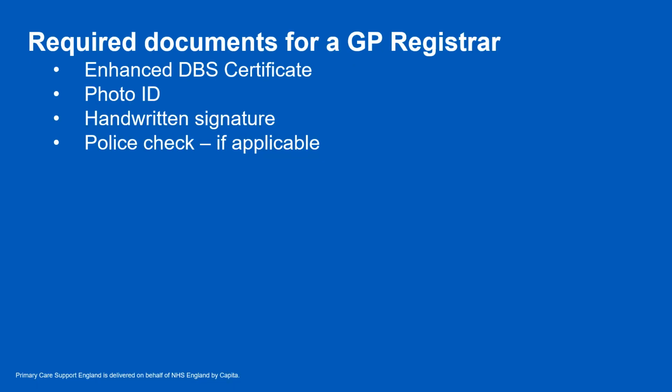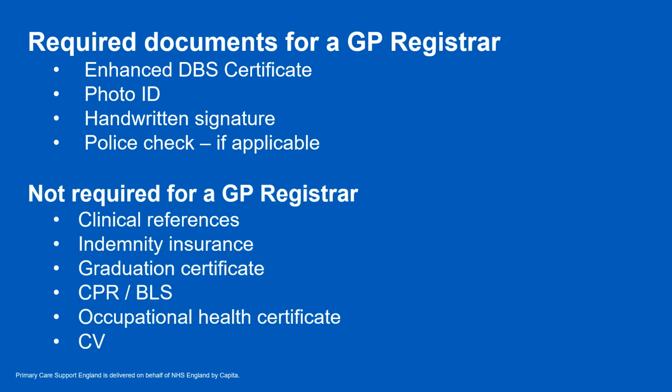When completing your online application form, you'll need to upload documents through each different section of the form. The required documents for a GP Registrar will be an enhanced DBS certificate, a copy of your photo ID, a copy of your handwritten signature, and a police check certificate, if applicable. As you are applying as a GP Registrar, you will not be required to provide any clinical references, indemnity insurance, your graduation certificate, CPR, an occupational health certificate, or your CV. I'll now run through the documents that you do need in more detail.